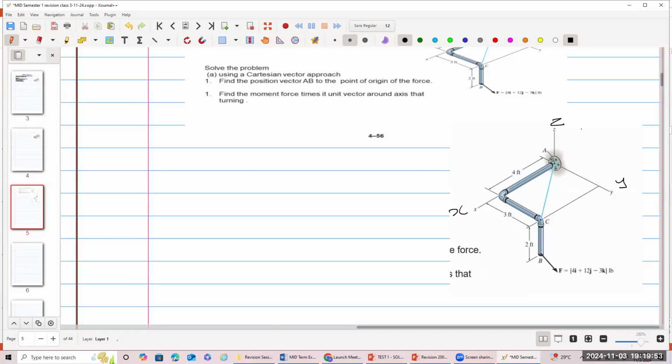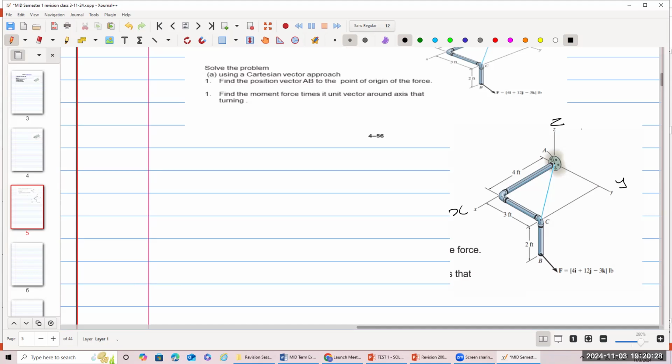It says you want the position vector. So the first thing in solving this problem, we're going to use the Cartesian vector approach. You're going to find the position vector of AB, because look where your force is. Your force hanging off at some point is 4i plus 12j minus 3k pounds. This is in a Cartesian form, not in a scalar form like the 80. That's the unit.